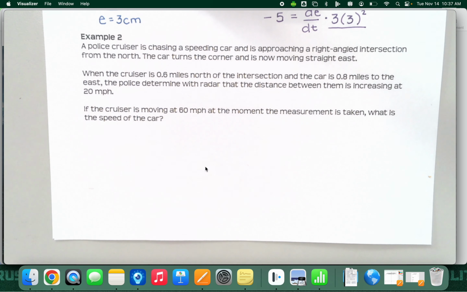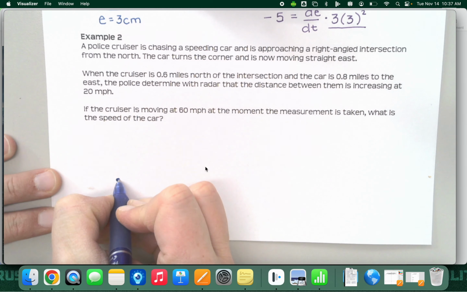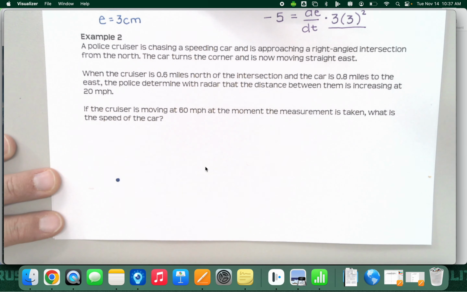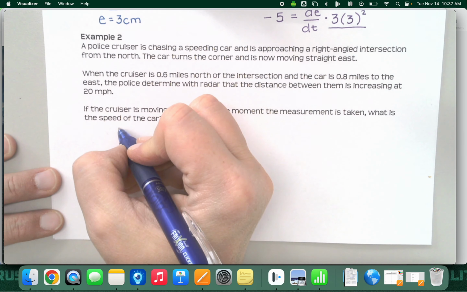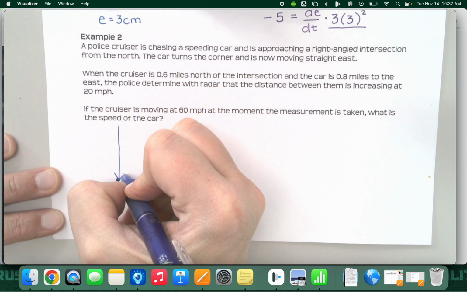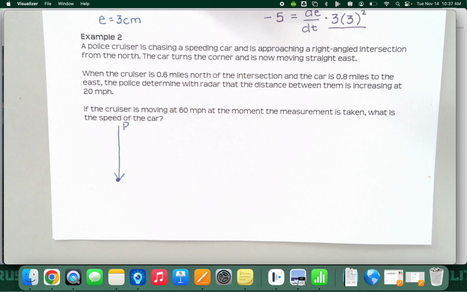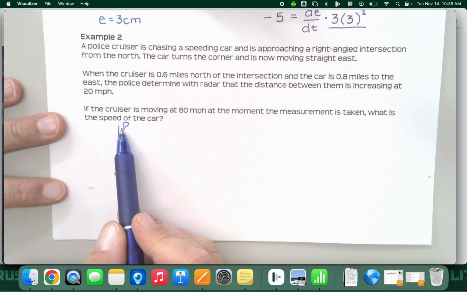Okay. A police cruiser is chasing a speeding car and approaching a right-angled intersection from the north. So I'm going to say that this right here is my intersection, okay? And the police cruiser is approaching from the north, so it's coming down from right here. I'm going to label this P, just so we remember this is the police cruiser. I'm worried about too many letters in my problem, so I'm probably going to get rid of that P eventually. But this is my police cruiser.